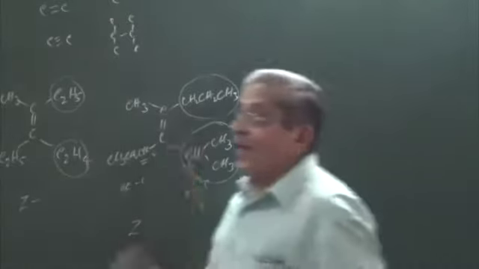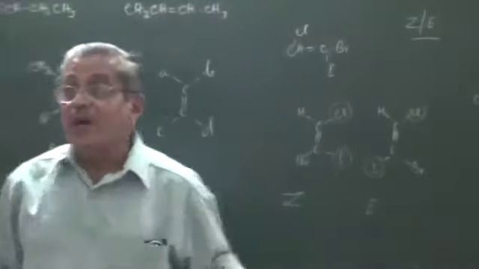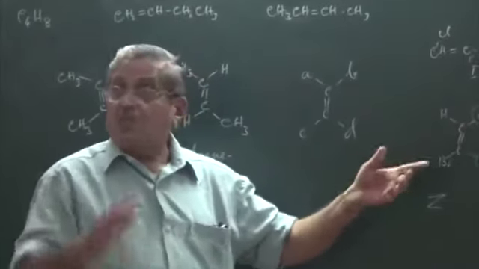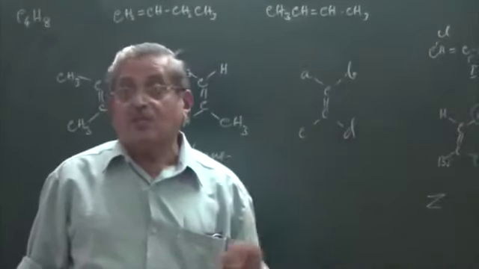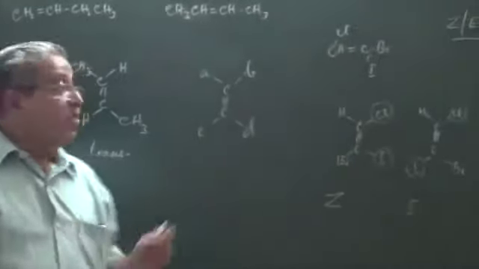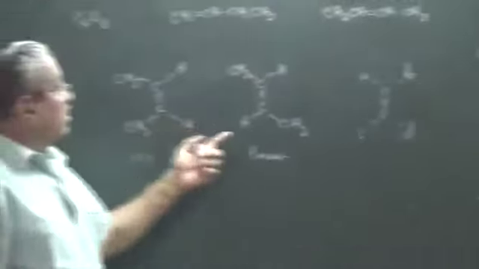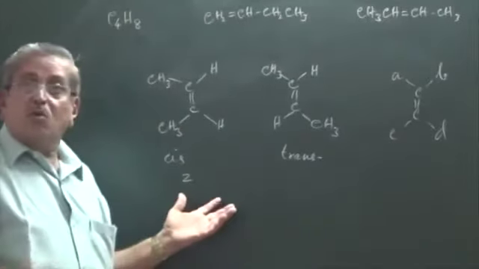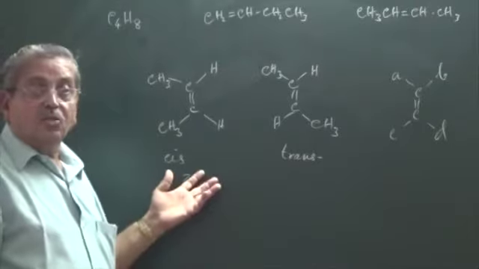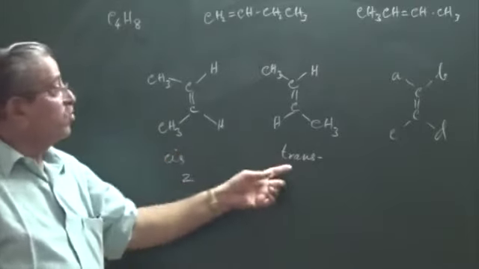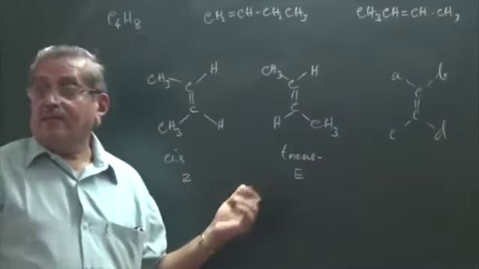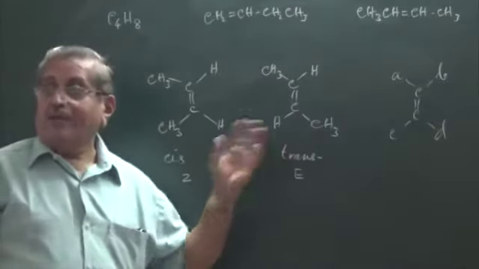So therefore, we have Z and E notation. We have geometrical isomerism, with two different structures possible. One is Z, and the other one is the opposite, the E form. They are different, so they are not cis and trans. Even the cis and trans forms can be called Z and E. It is a more common way of notating. So this is the Z form. What is this form? This is the E form. Instead of cis and trans, you can use Z and E more commonly.